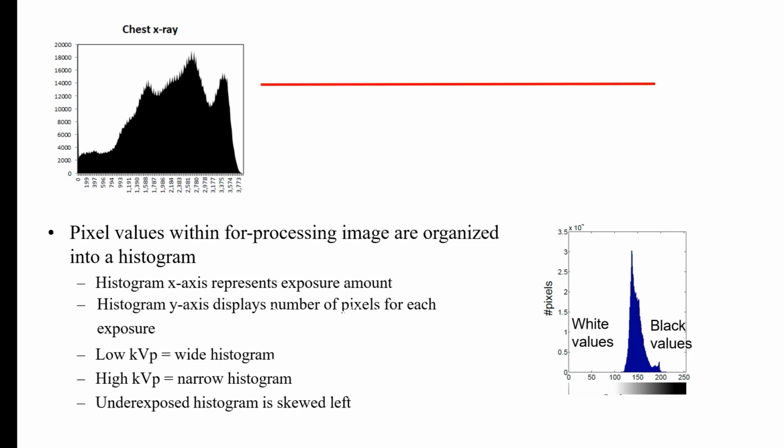Now, if we take a look to the right, we can see that the values differ based upon where the information lies. So we can see to the left here, we have white values, to the right, black values. So if we have a wide histogram, that would indicate we have low kVp, in other words, a lot of contrast. If we have a very narrow histogram, that would indicate high kVp, which means that we have lots of penetration. An underexposed histogram would obviously be skewed off to the left because there is no exposure there.